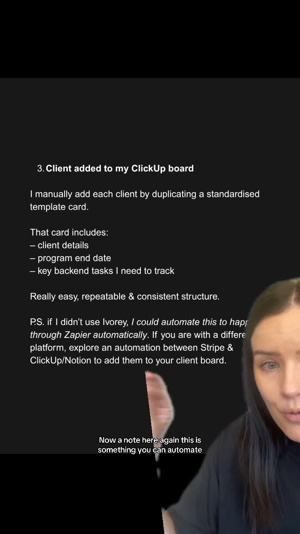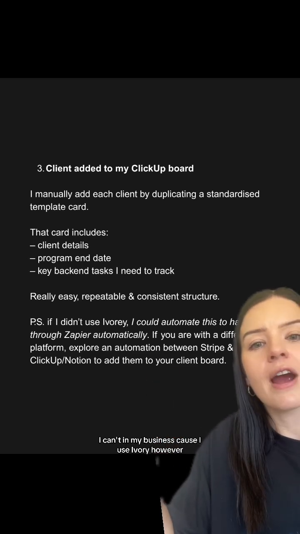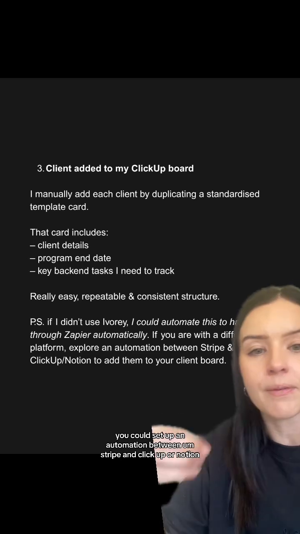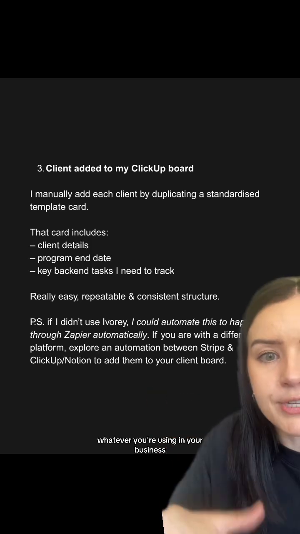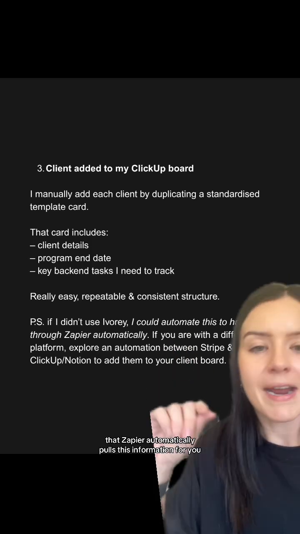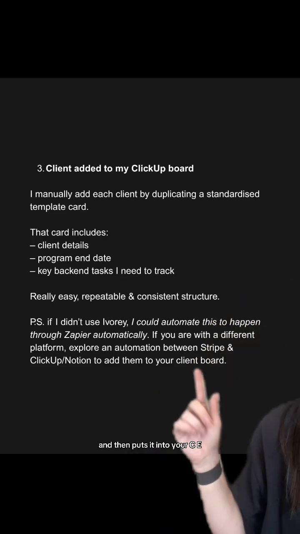Now, a note here. Again, this is something you can automate. I can't in my business because I use Ivory. However, with other backend platforms, you could set up an automation between Stripe and ClickUp or Notion, whatever you're using in your business, so that Zapier automatically pulls this information for you and then puts it into your CEO hub.